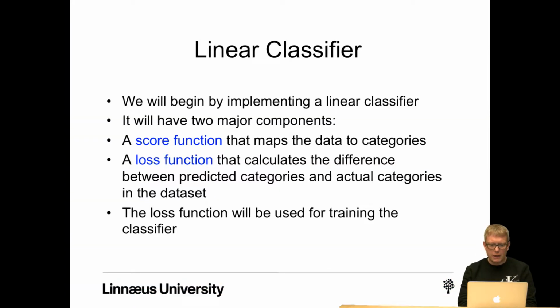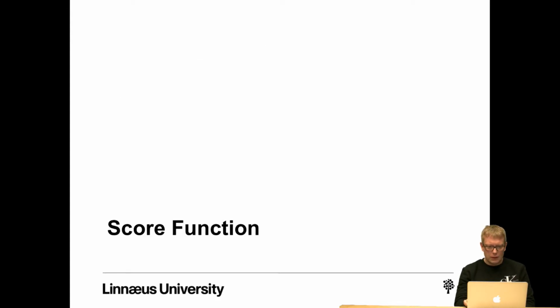We'll begin by looking at a linear classifier. It will have two major components: a score function that maps the data to categories, and a loss function that calculates the difference between predicted categories and actual categories in the training dataset. And the loss function will be used for training the classifier. So let's begin with the score function.